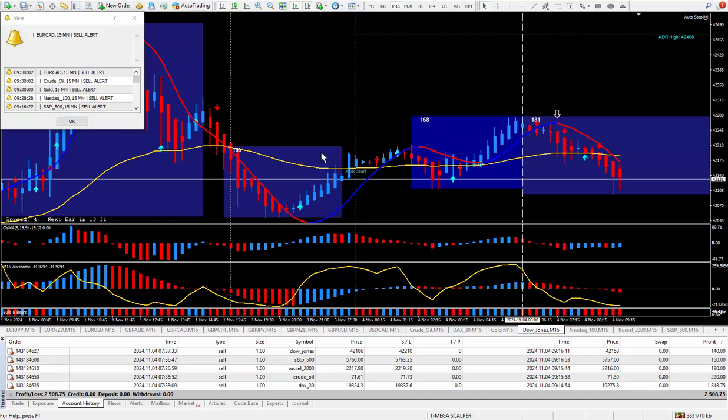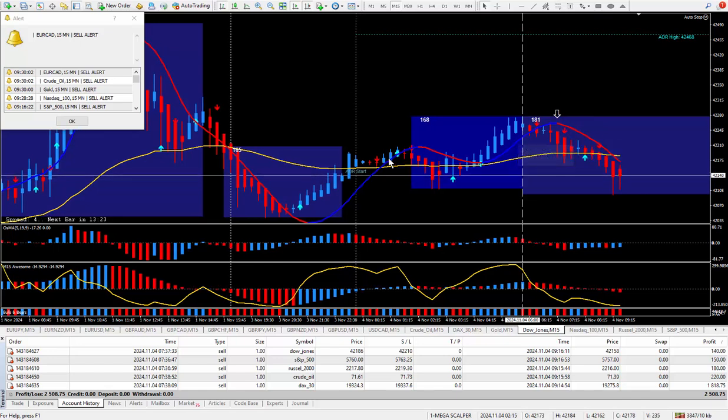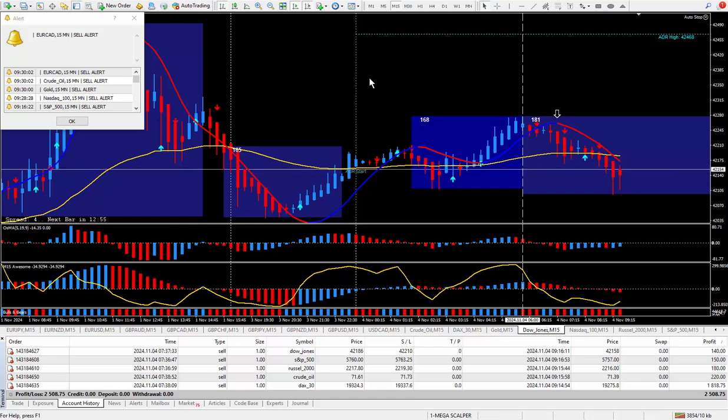Now it uses some moving averages on the top. It has this, as you can see, this Mega Scalper right here, which changes from blue to red, and down at the bottom it has some oscillating indicators. Now you'll get an audio sound and this pop-up box right here suggesting to buy and or sell.